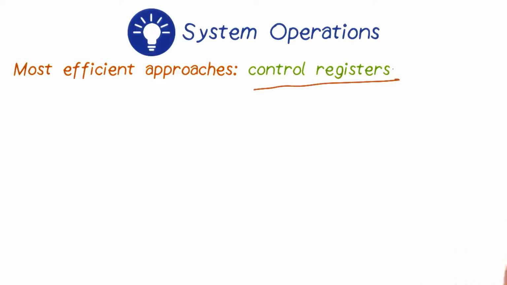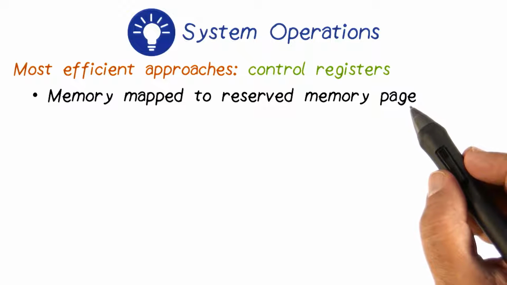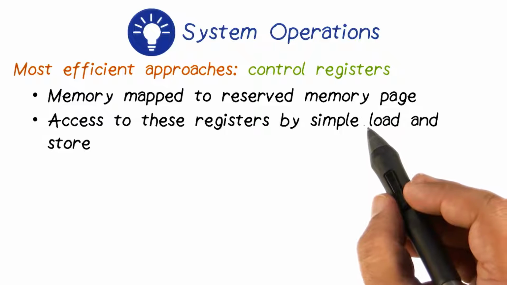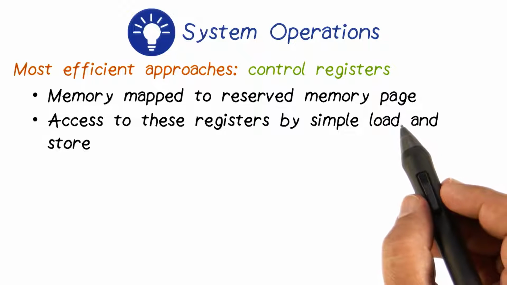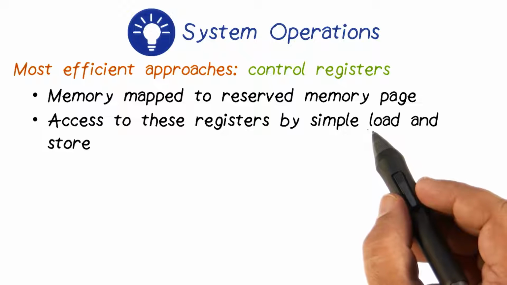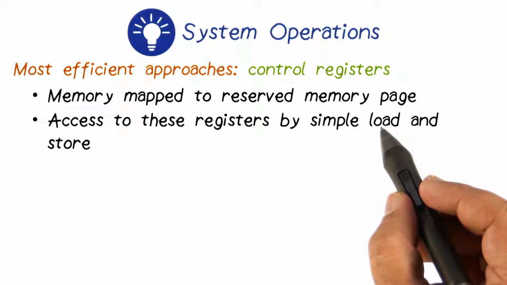Most of them had to do with the control registers. So most of the system operations, such as access to I/O or peripherals, typically go through a special type of memory which is called a reserved memory, and that is mapped to a reserved memory page. These control registers allow one to access this reserved memory, and the access to these registers itself is by a simple load store mechanism. So in other words, one could load the base value of a page table, and therefore one gets access to that reserved part of the memory.